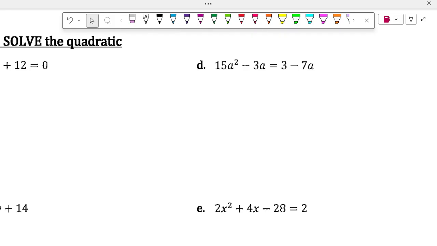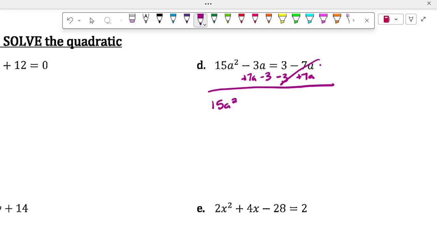So for this first one, letter D, what would I be moving? The 3 and the negative 7a. How do I move it? Subtract the 3 and add the 7a. Now remember, make sure you're combining like terms wherever you can. So we bring down the 15a squared. What's negative 3a plus 7a? Plus 4a. And then the minus 3 can't combine with anything, so we just bring it down, and it's equal to 0.